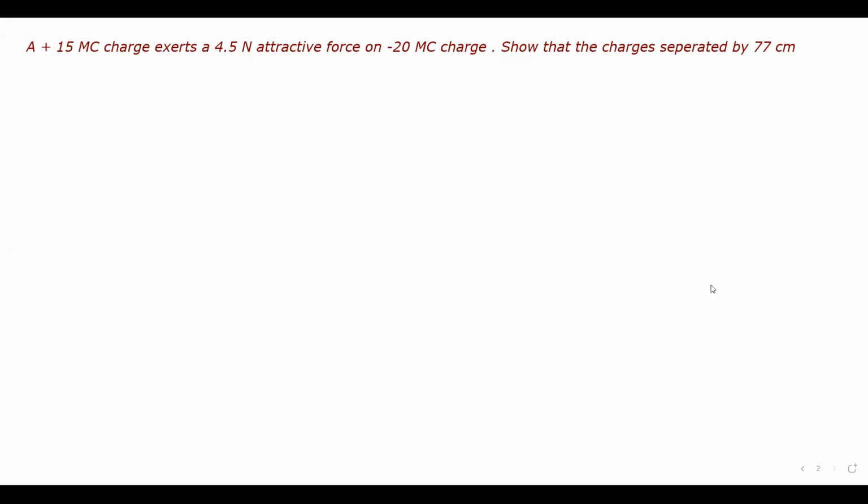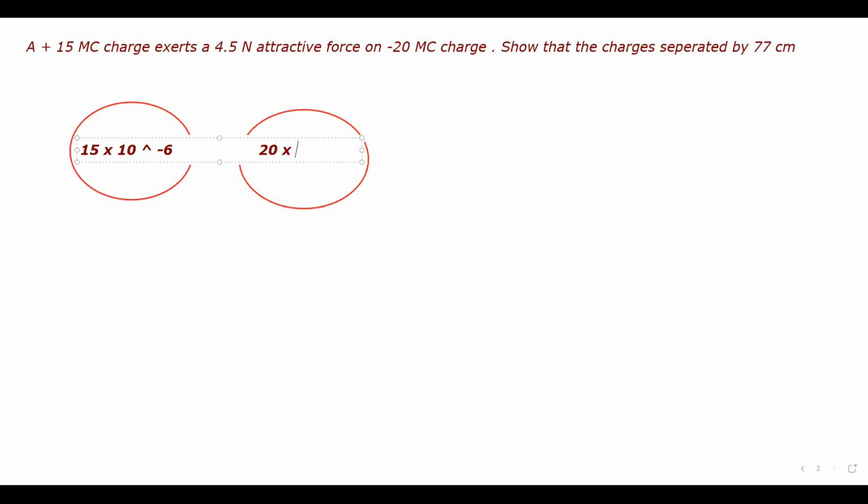A 15 microcoulomb charge exerts a 4.5 Newton attractive force on the negative 20 microcoulomb charge. So here we have two objects that are charged. The first one is 15 microcoulomb. What does it mean? Times 10 to the power -6. This is for the first one. Now for the second one, we have 20 times 10 to the power -6 also. So one is charged with 15 and the second with 20.